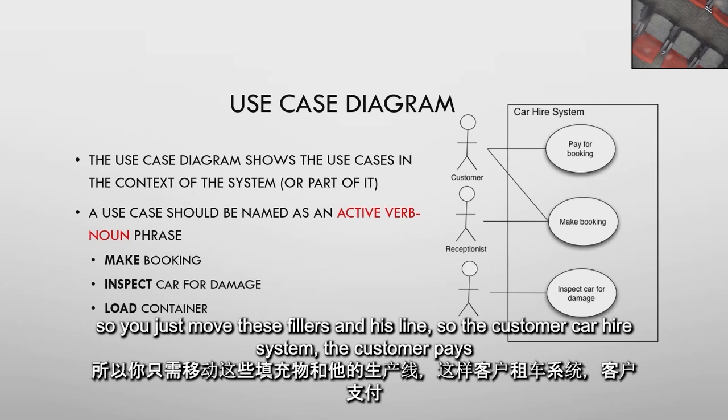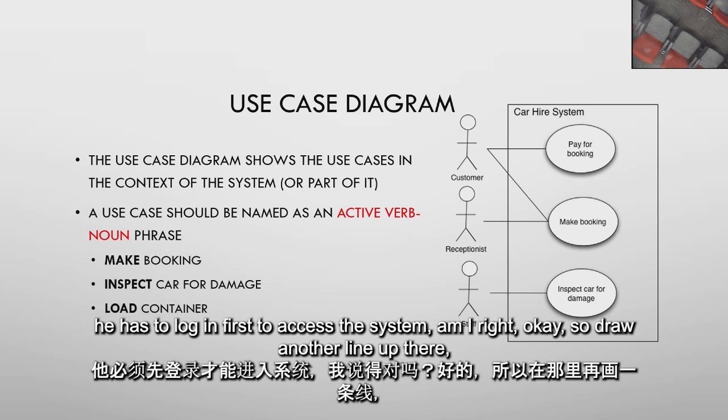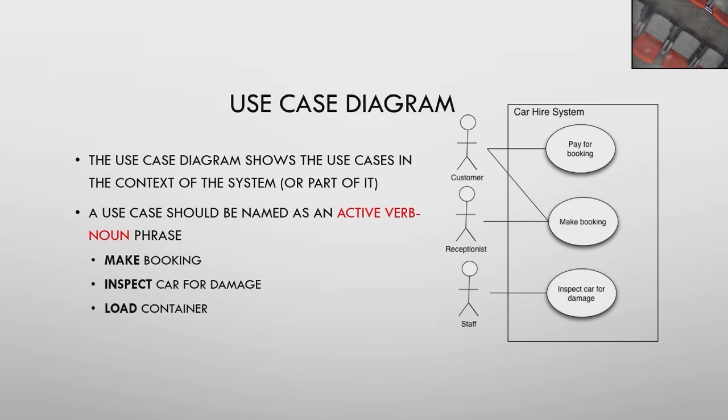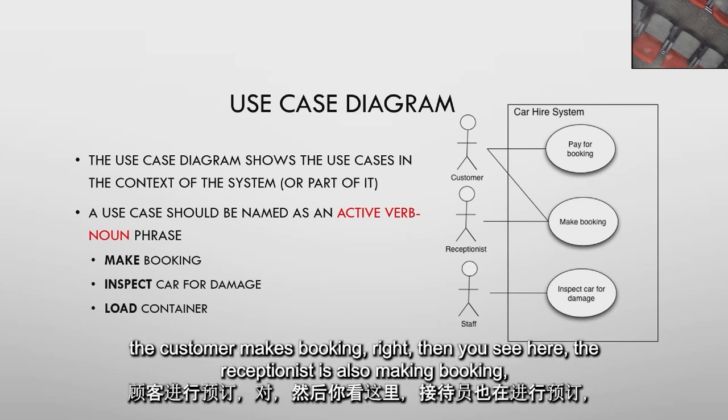So the customer, car hire system, the customer pays for booking or makes a booking. Or you want to say, miss, where's the login? Add another use case. He has to log in first to access the system, am I right? Okay, so draw another line up there. Draw another oval within the square, log in. Understand? Right?